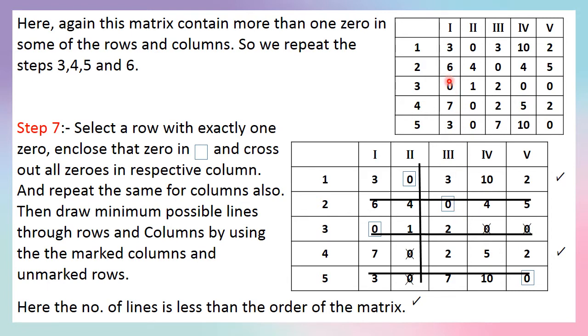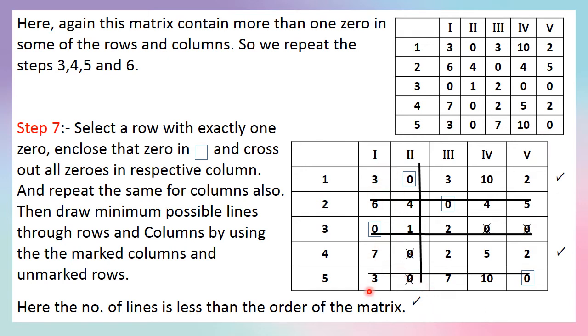And in the third row we cannot make any assignment because there are more than one 0. In the fourth row, this 0 has already been crossed out. Then the fifth row will contain only a single 0, as this 0 in the second column has been crossed out already. So this 0 can be enclosed in the box, and we cross out this 0 in the respective fifth column containing this assignment. Now we do the same procedure for the columns.